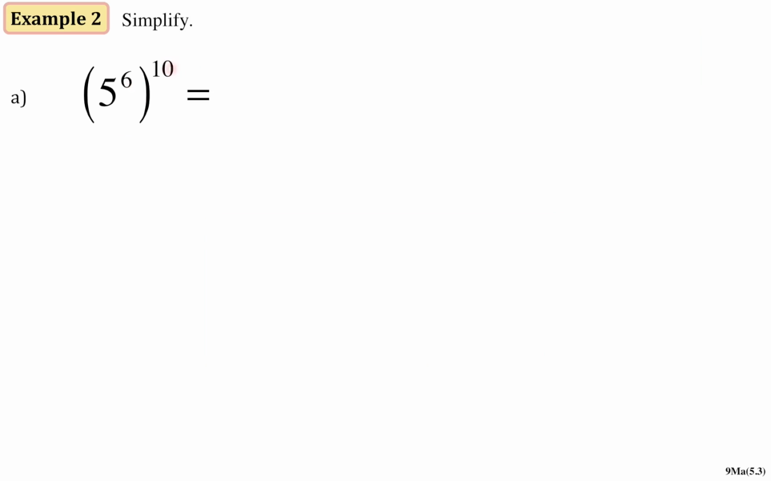So there's actually two powers in this question, or two indices. When you have two powers, you times them. 6 times 10 is 60. So the answer is 5 to the power of 60, and we're not doing that on the calculator because it's way too big a number. It'll go into scientific notation. So we just leave it as 5 to the power of 60.